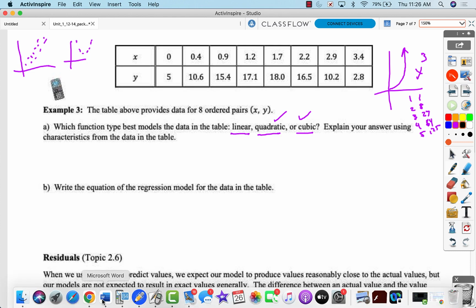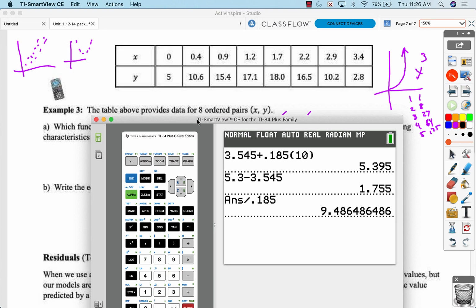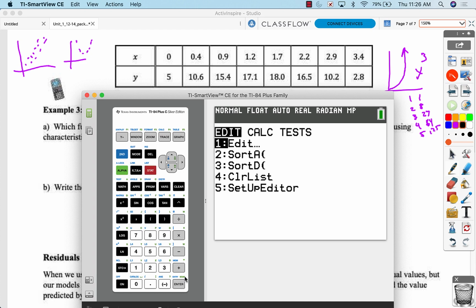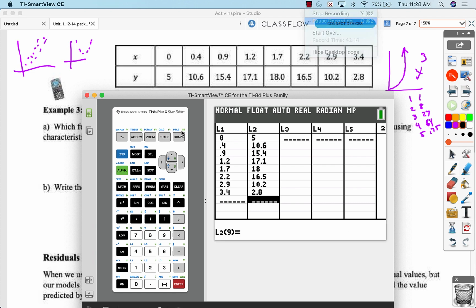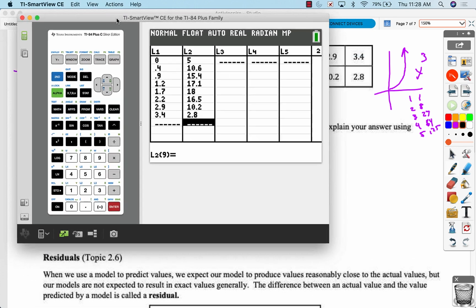So what I'm going to do is pull my calculator up. I'm going to enter the data. If you forgot, it's stat, enter. Just clear my old data out. I'm just going to pause and come back. Okay, I'm back. I put the data in and I verified it.